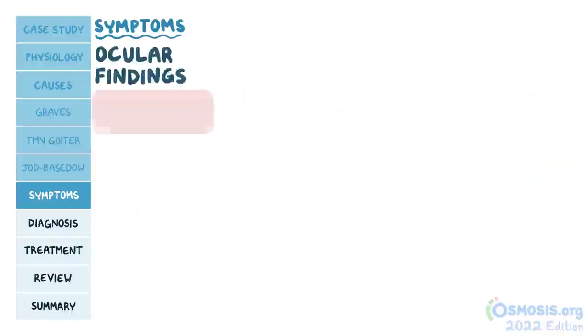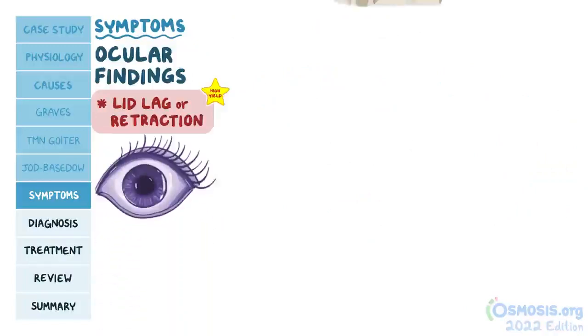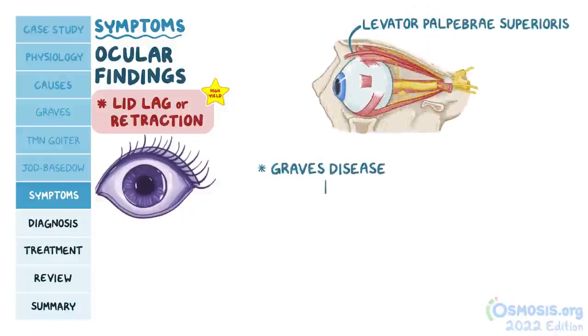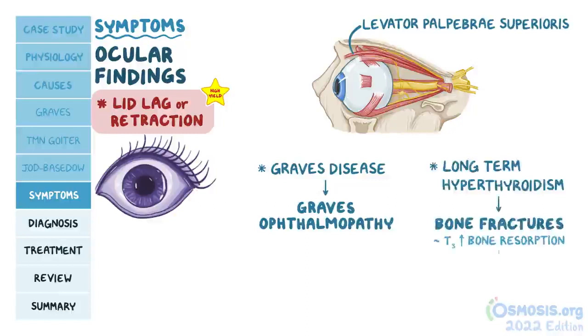Ocular findings include lid lag or retraction, and this happens due to increased sympathetic stimulation of the levator palpebrae superioris muscle. In Graves' disease, there's also Graves' ophthalmopathy. Finally, long-term hyperthyroidism can increase the risk of bone fractures since T3 increases bone resorption, leading to osteoporosis.